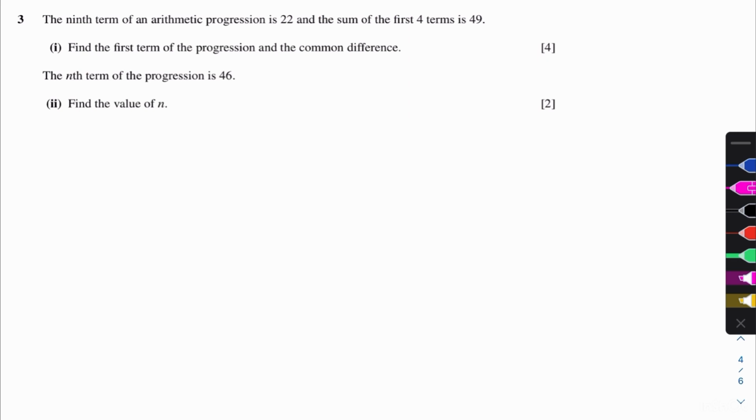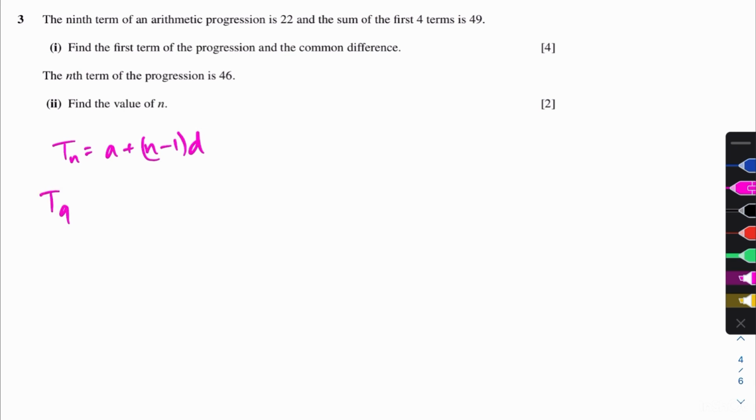So on to question 3 now. We're told that the 9th term of the arithmetic progression is 22 and the sum of the first 4 terms is 49. So all we're going to do here is use the formulas to get some equations down. So the first formula is this, a plus n minus 1 d. This is the general formula for any term in an arithmetic sequence.